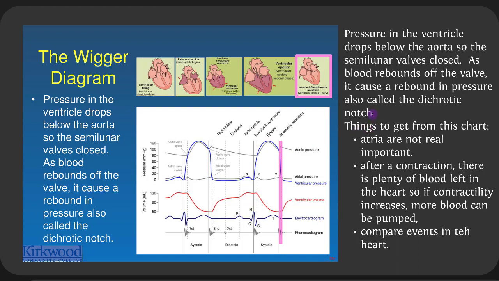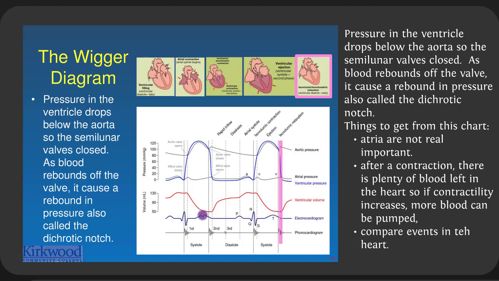Again, things to get from this chart: the atria are not really important because they only add a certain amount of blood to the heart. After a contraction, note this, we go from 130 milliliters down to 50 milliliters, so we didn't pump out all the blood. We've mentioned that before. That means if the heart contracts harder, it can pump more of that extra blood out of there, and you'll get more contractility and more cardiac output.